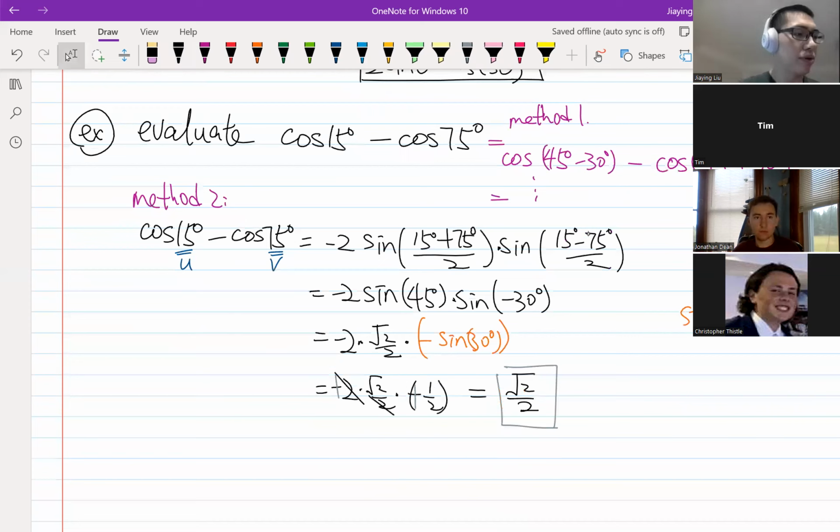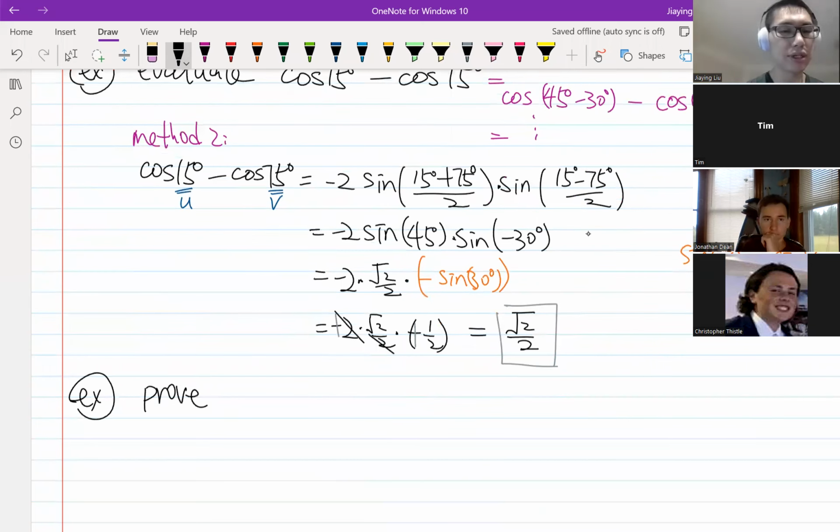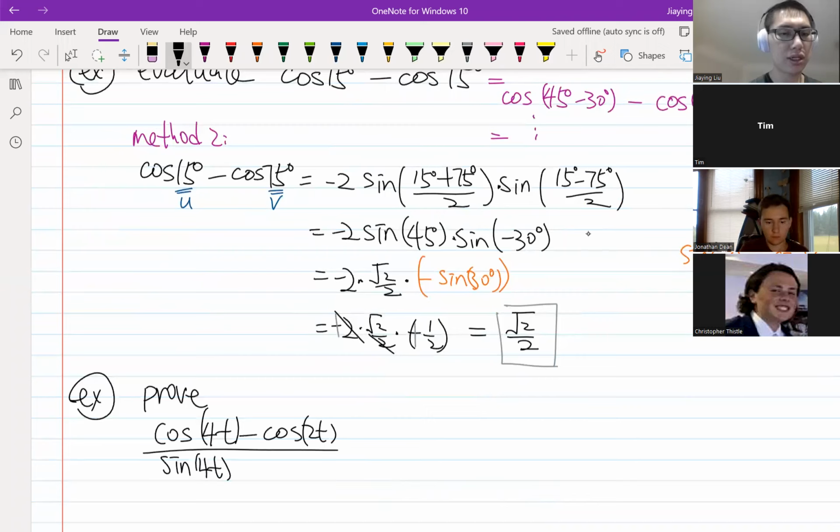All right, let's do one more example of this type. So we want to prove whether the following equation is true or show it's not true. I think it's true, but we still need to carefully prove it. So cosine 4t minus cosine 2t divided by sine 4t plus sine 2t equals tangent t. So we need to prove that's true.